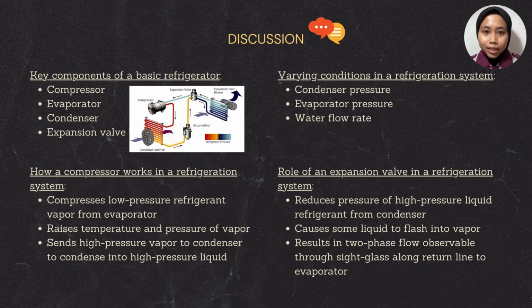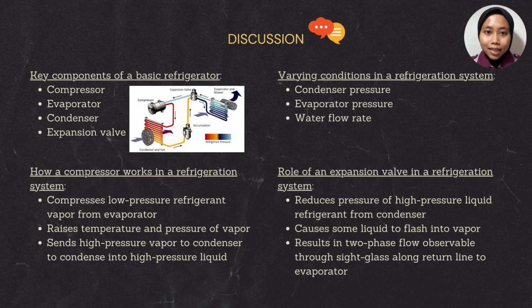These include a compressor, an evaporator, a condenser, and an expansion valve. The compressor creates a relatively low pressure in the evaporator and a relatively high pressure in the condenser. In the condenser, the refrigerant condenses at high pressure and temperature by rejecting energy to the water flowing through the coil. The high-pressure liquid then leaves the condenser through an expansion valve.